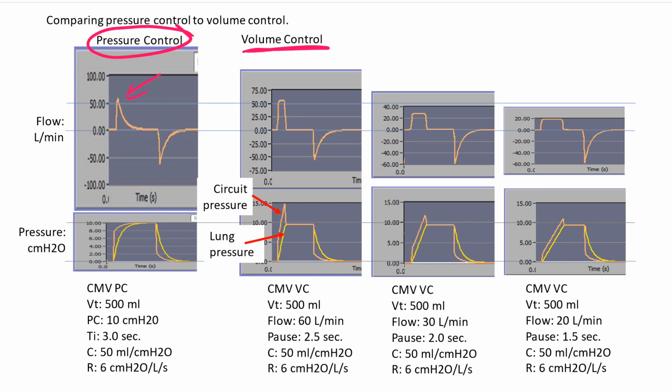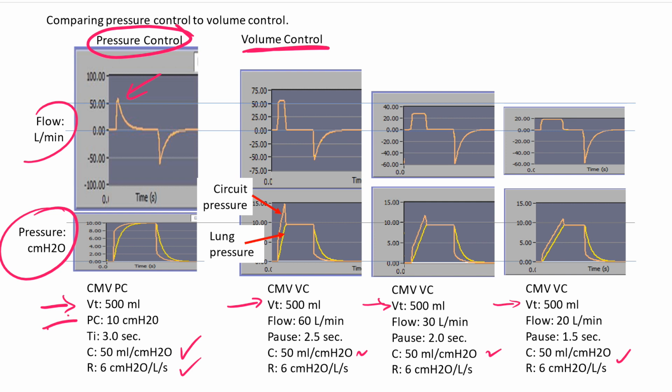So in this comparison on this slide here, we see flow over pressures, and I'm focusing on the flow today. We've maintained a tidal volume for all of these situations to be the same, 500, and I've got the same compliance and the same resistance for all of our test situations. And what I've done is I'm comparing the pressure control mode where we're achieving a peak inspiratory flow of about 60 liters per minute.